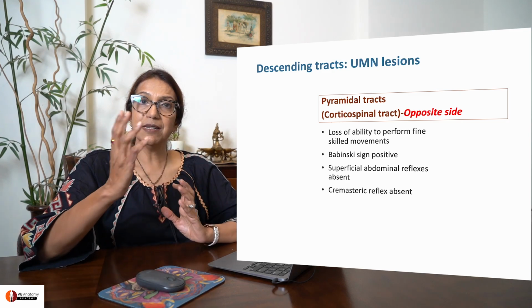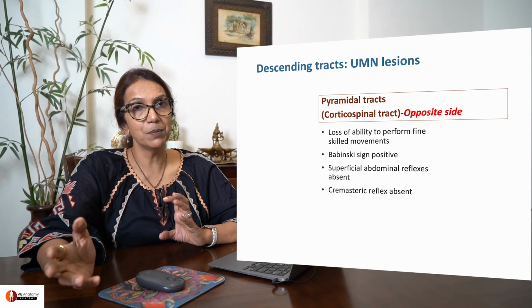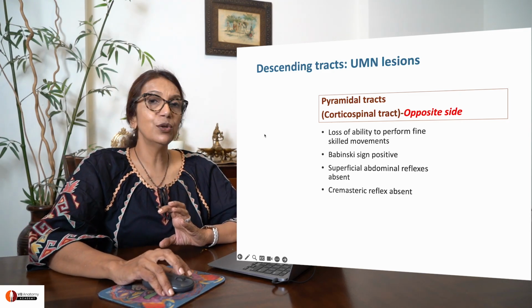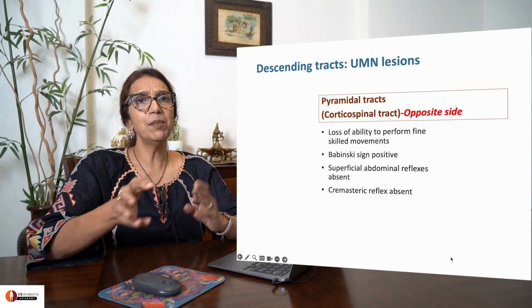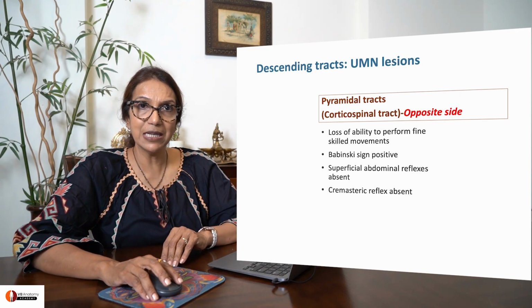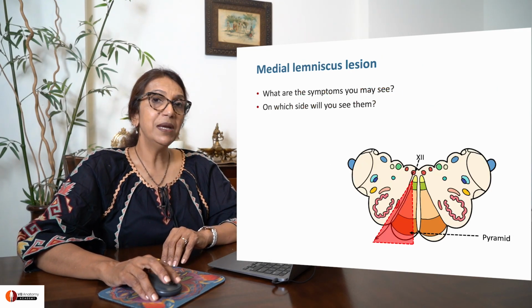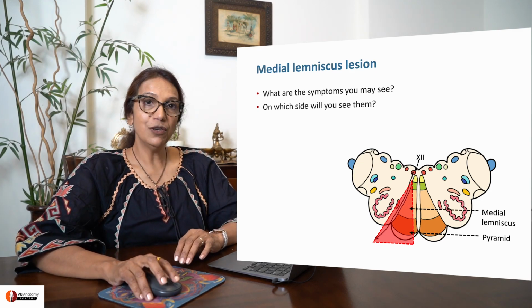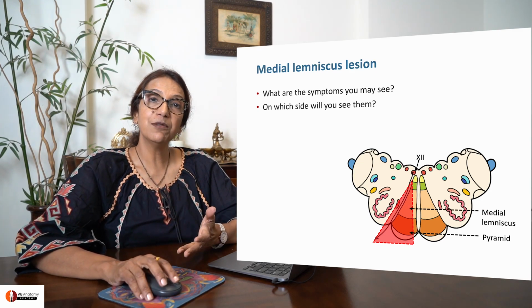Okay, so these are symptoms you are seeing on the opposite side of the body. It is an upper motor neuron type of lesion. Why? Because you saw the upper motor neuron was cut. Now, medial lemniscus. Here you are seeing a lesion of the medial lemniscus. What symptoms will you see?